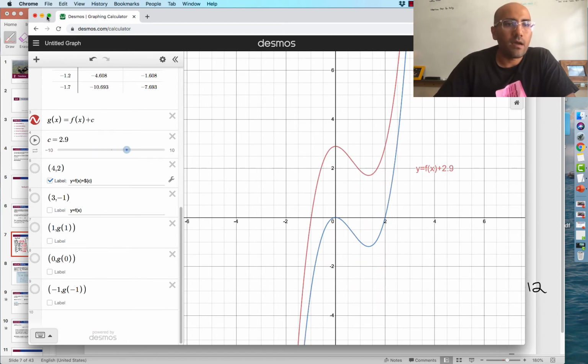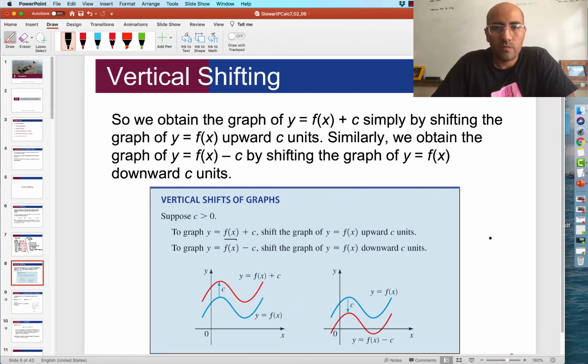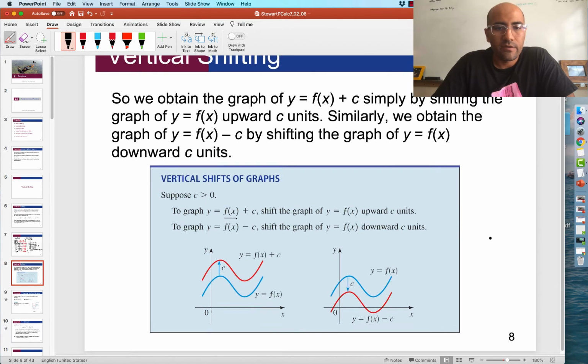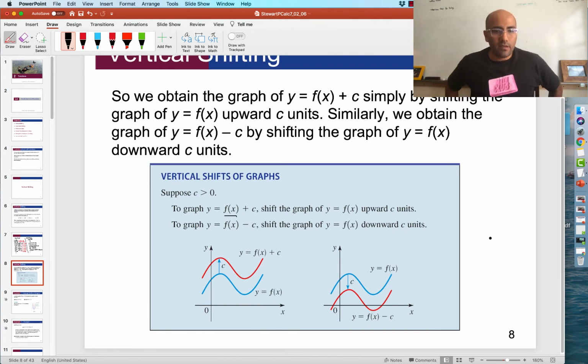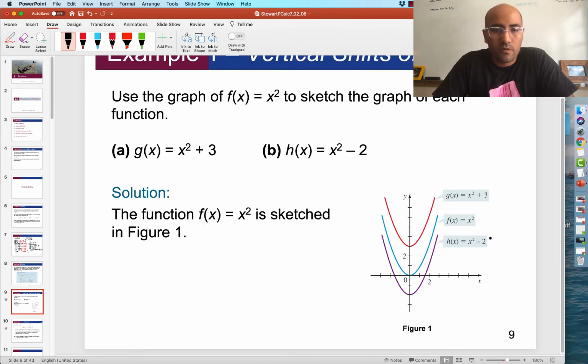Okay, good. So then going back to our PowerPoint, that's what we just discovered right here. If we have a graph f of x, and we want to think about what happens to the graph as we add or subtract a constant, it'll shift the graph up and down by that constant value. Good.